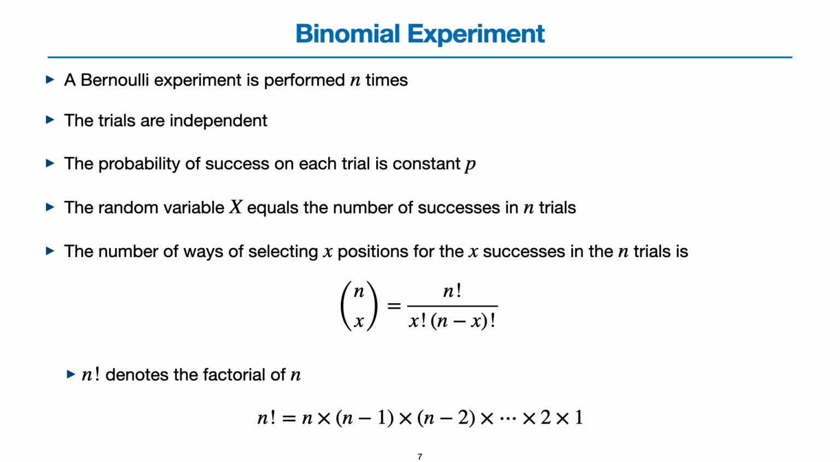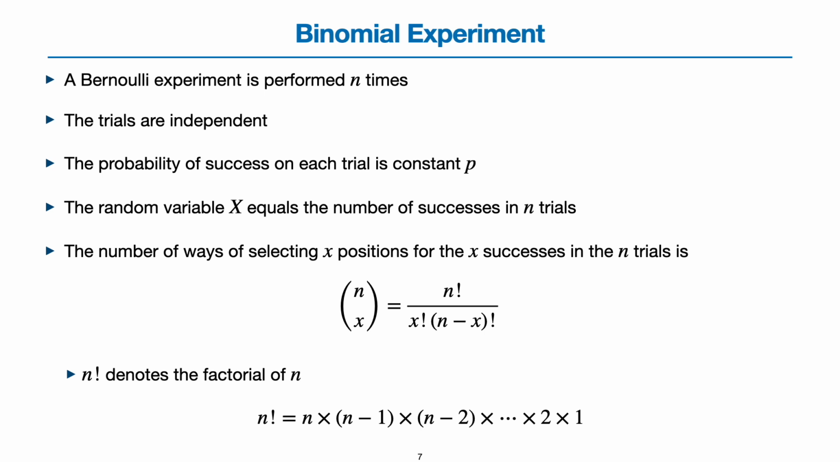Okay, so now let's look at the binomial experiment. A binomial experiment is a Bernoulli experiment which is performed independently n times. So the probability of success on each trial is the constant p, right? That's the parameter p that we had before. And the random variable here equals the number of successes in n trials.